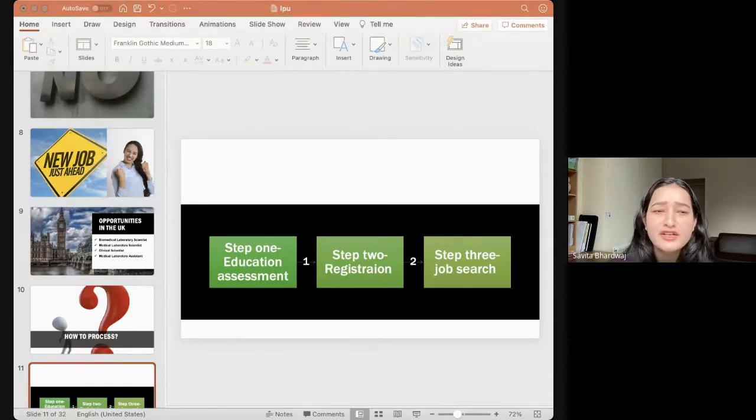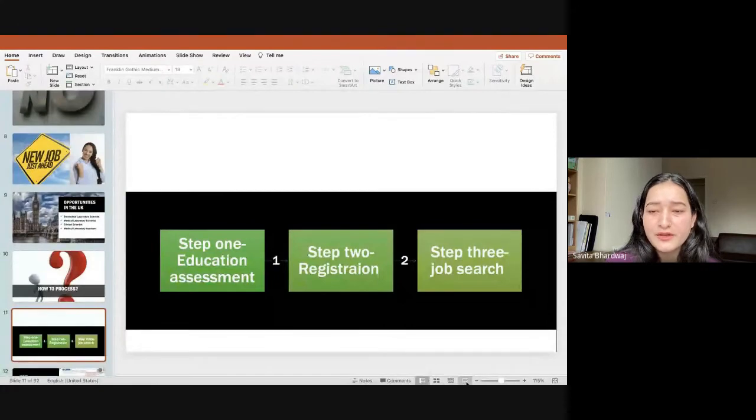Now, what do we need to do? We need to process our education and documents for the next step, the job. Let me show you one thing. Okay, so registration is the SCPC registration. The next is the job search.